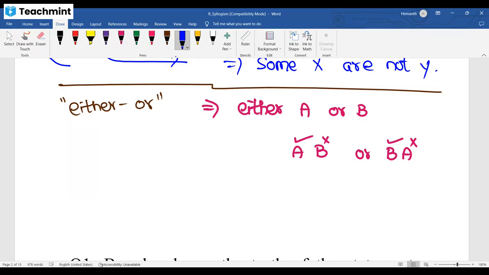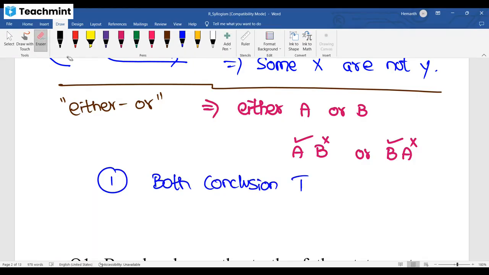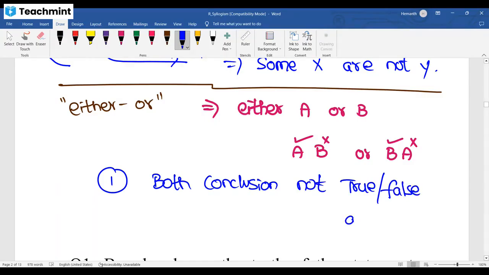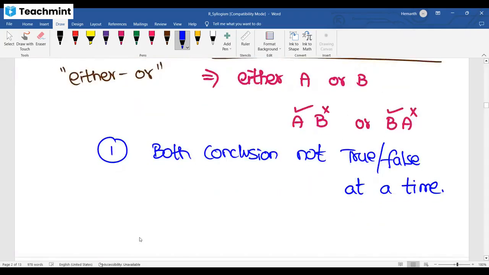You have to check 2 points. Both conclusions must not be true at a time, and both must not be false at a time. If both are true at a time, is it either-or? No. Both false is also not either-or. So when either-or is there in the options, you check. If in one diagram I get both conclusions true, then either-or is a wrong answer. If in one diagram I get both false, then either-or is also a wrong answer. So I have to check whether either-or is possible or not, and I have to get a reason for that. If both are true in one diagram, then we remove that either-or option.